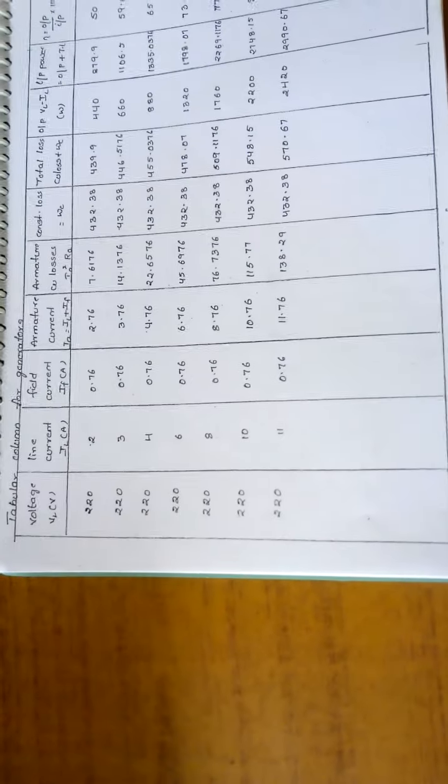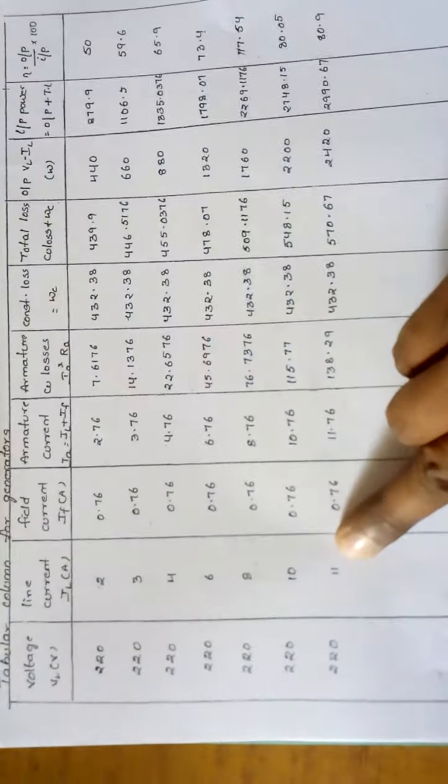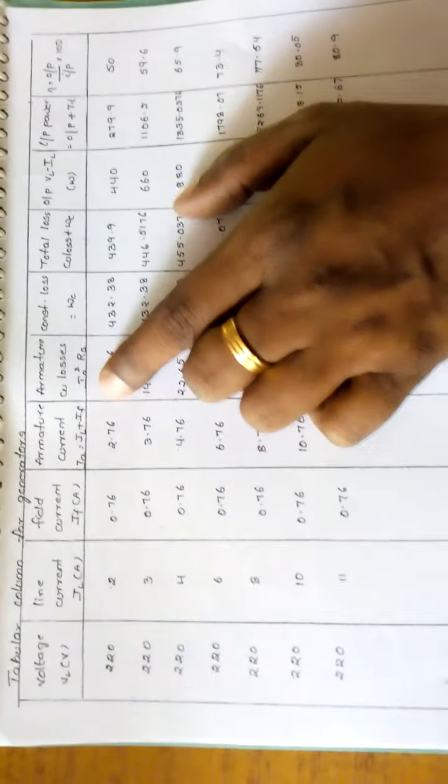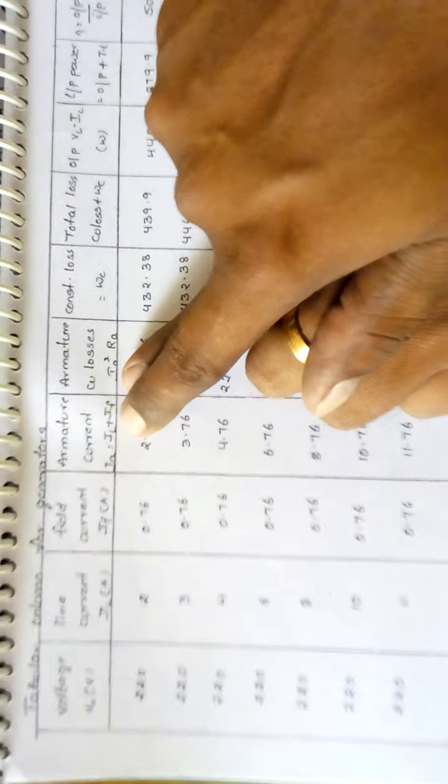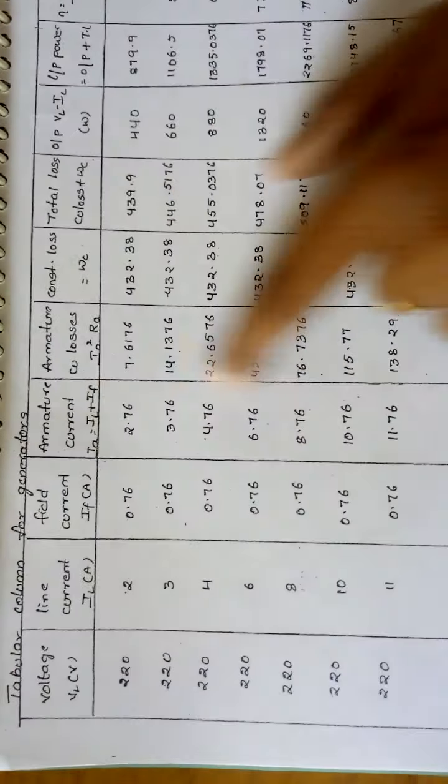So now we are going for the calculation part. After assuming these values, the line current values are assumed values, and the voltage VL and IF values are the same values we are copying for different readings. So the armature current formula is IA equal to IL plus IF. If you add these both values, we are going to get the IA value. In the same manner we are going to calculate these values.